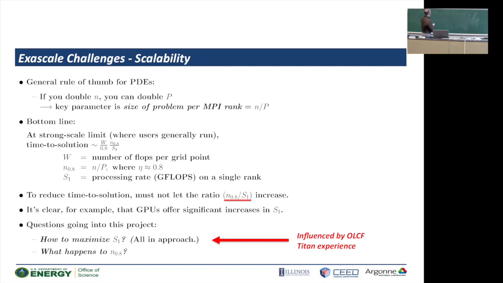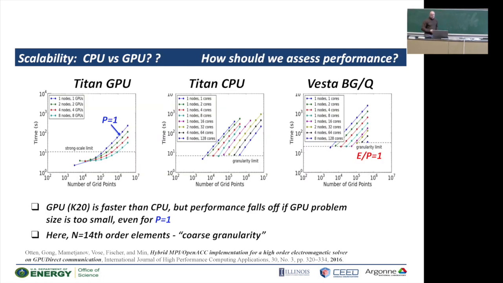And so clearly, you do want to maximize S sub 1. And then the question is what happens to N sub 0.8? So we wanted an all-in approach, and that was driven by our earlier experiences on the Titan machine at Oak Ridge, which had NVIDIA K20s. This was work done by Misun Min and her team in 2014.